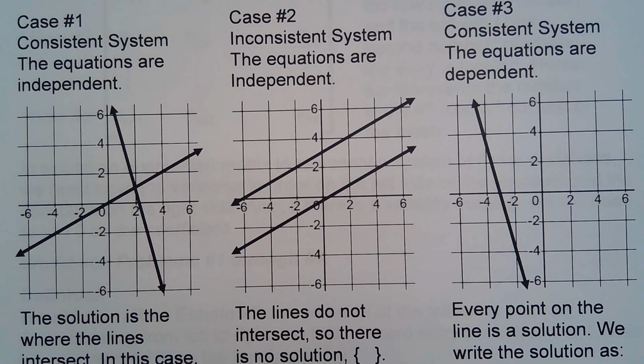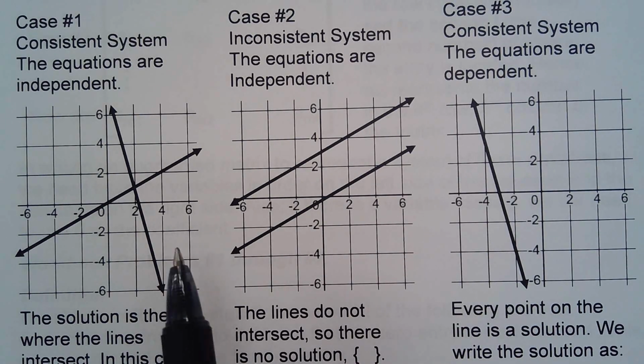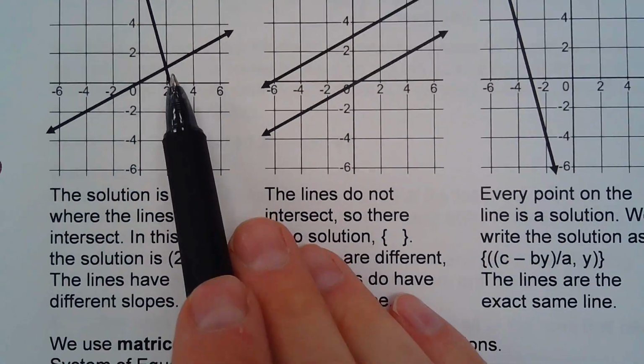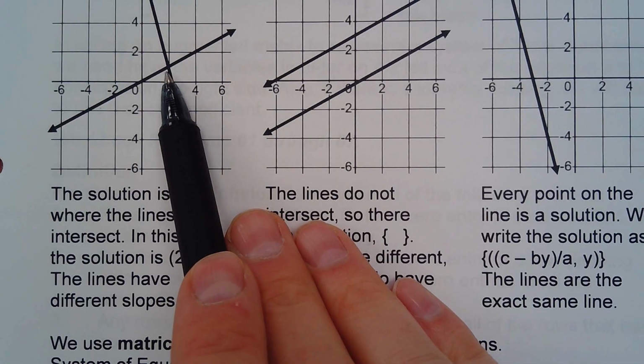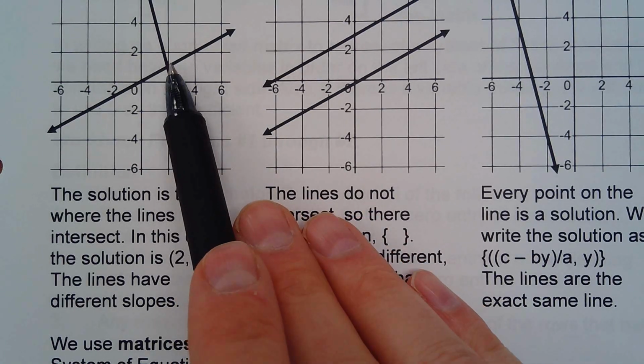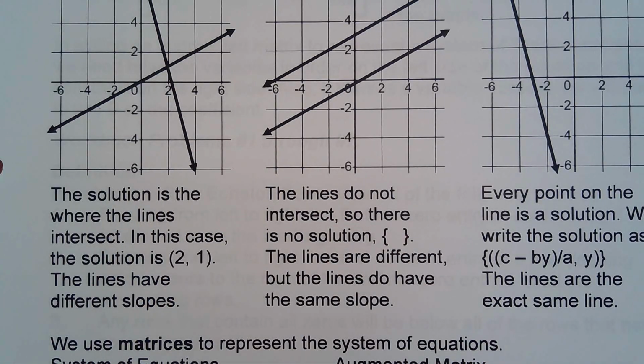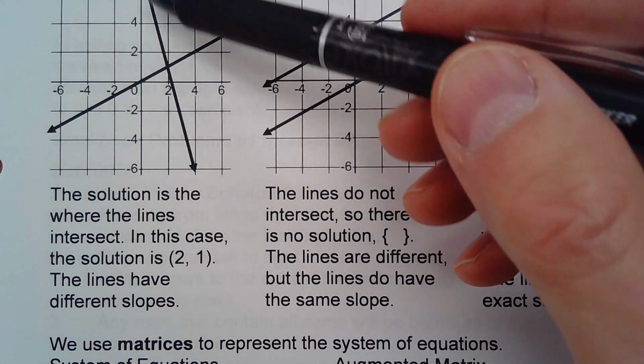The equations are independent. You get two non-parallel lines intersecting at a point. So our solution is where they both overlap. In this case, it would be the point (2, 1). And the way you can tell if you have a system of linear equations that is consistent is that the slopes of the lines are different.